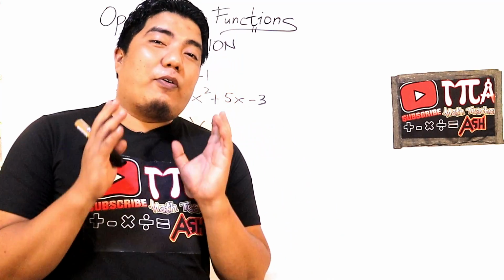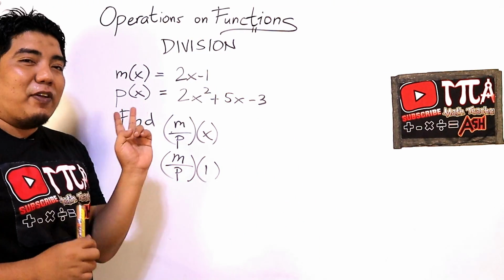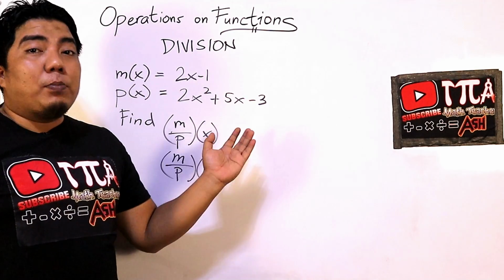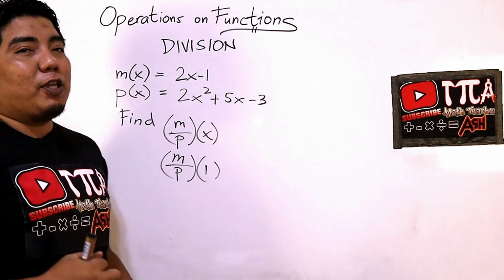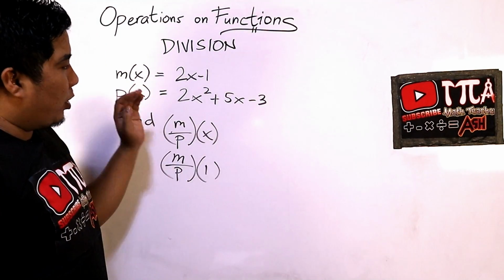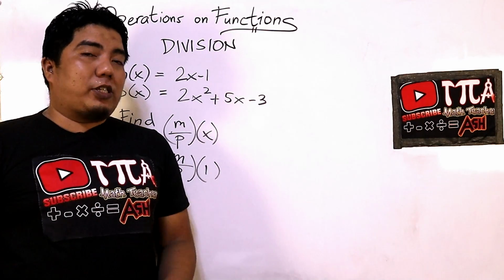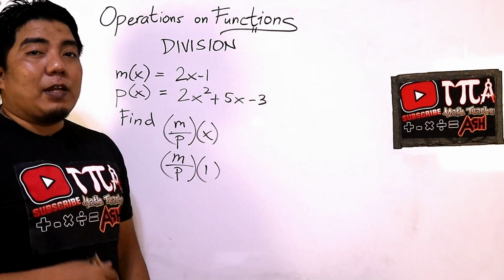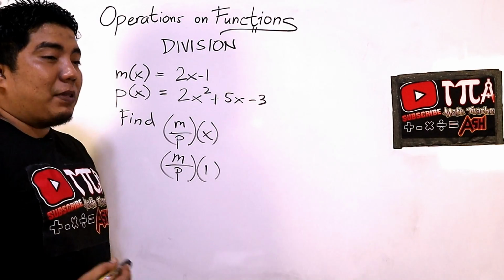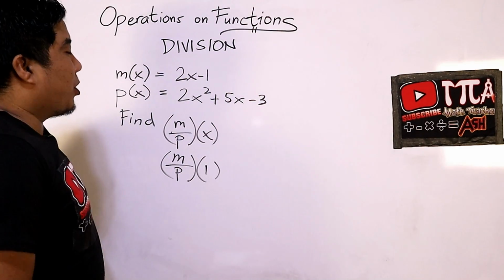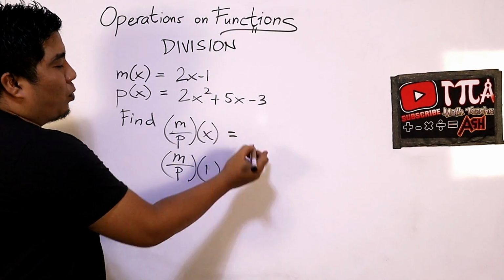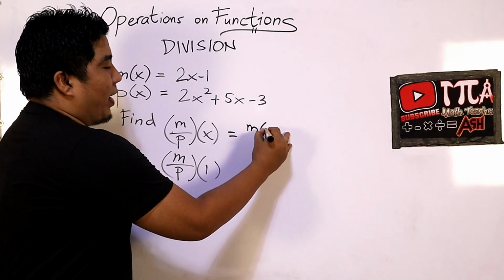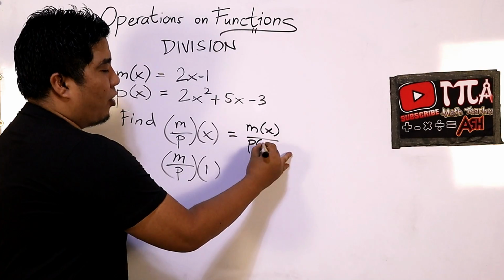Okay, math learners, for our first set of examples, we have two given functions, the m of x and the p of x. The m of x is a binomial, that is 2x minus 1, while the p of x is a trinomial, and that is 2x squared plus 5x minus 3. What we are asked to find here is m divided by p of x and m divided by p of 1. So first let's solve this one. m divided by p of x just means m of x over p of x.